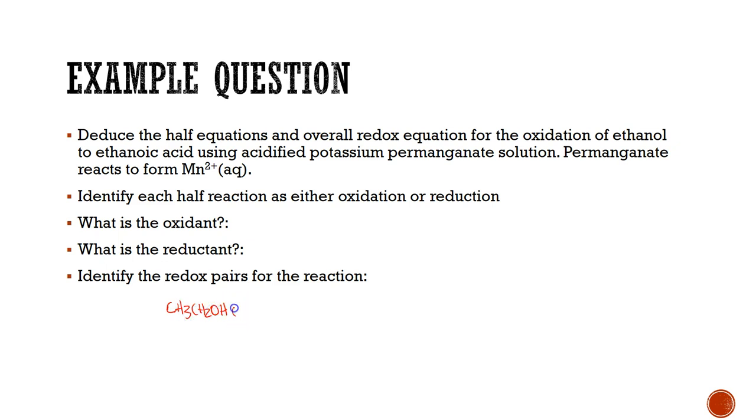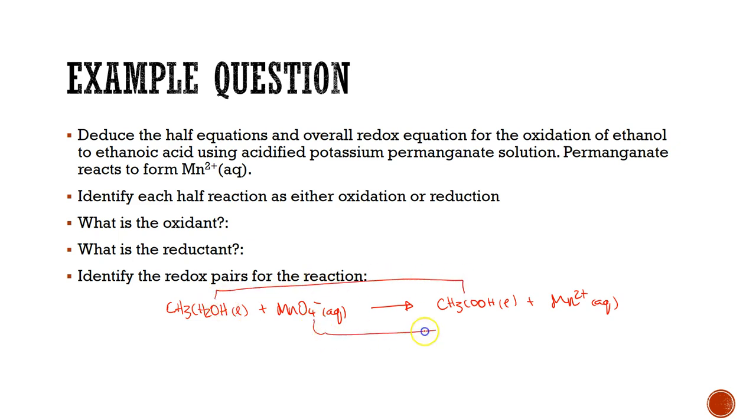CH3CH2OH, so that's going to be a liquid, plus MnO4-, aqueous, reacting to form. Now the oxidation of ethanol is going to give me ethanoic acid, so CH3COOH, liquid, plus Mn2+, aqueous. This isn't balanced. I need to deal with these oxygens in the permanganate, but it does allow me to see my redox pairs.